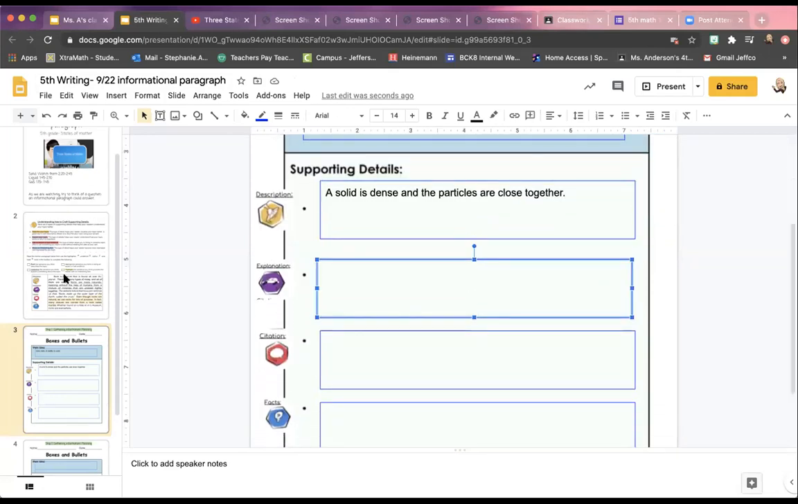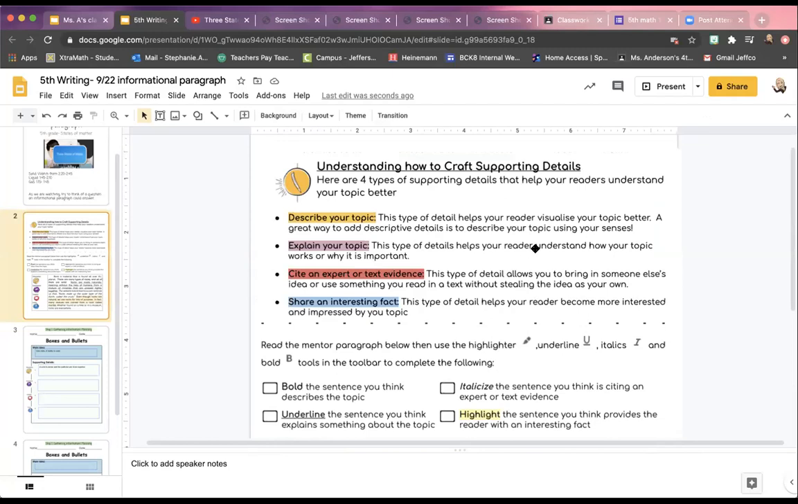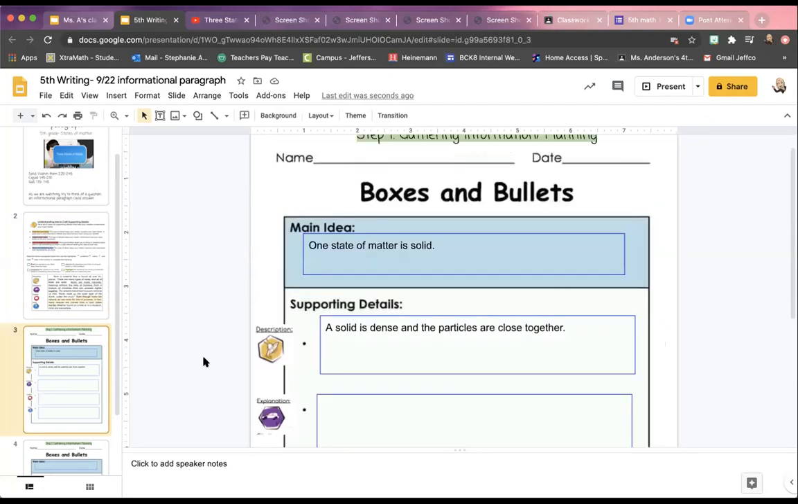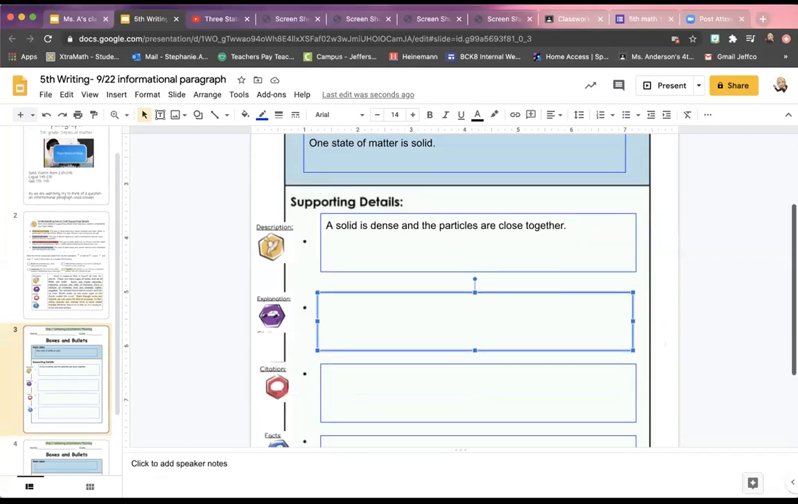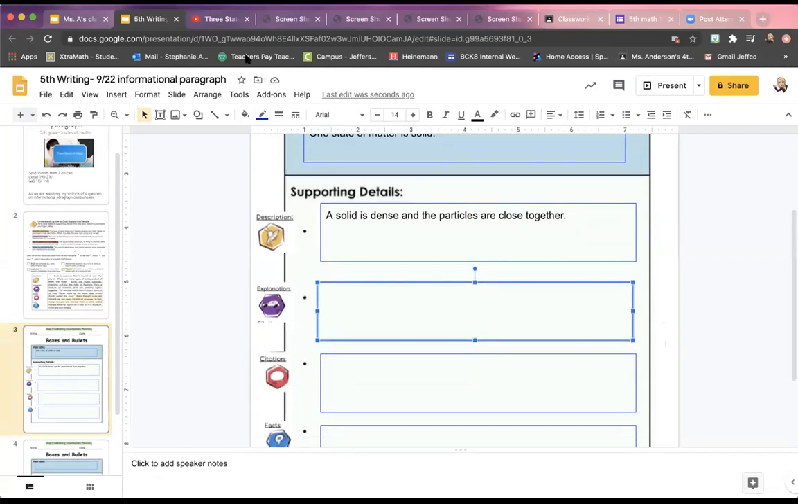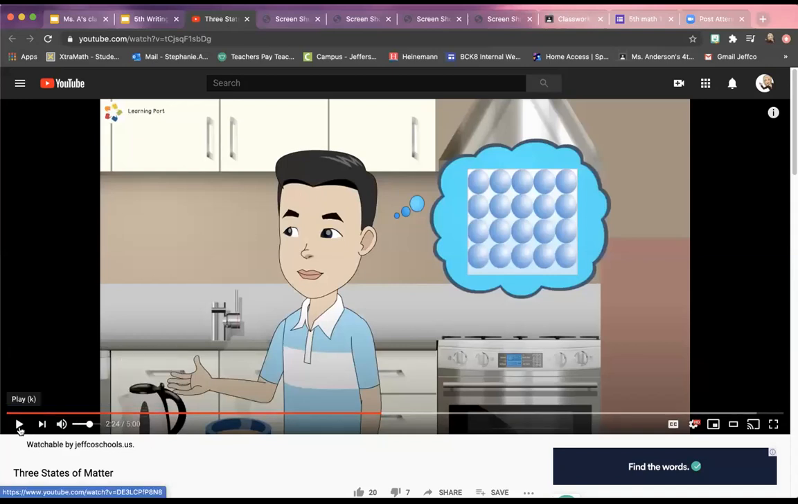Now, explanation. Better understands and why it's important. Well, why is this important? How could I really explain to my reader why they need to know what a solid is? So I'm going to keep listening here.